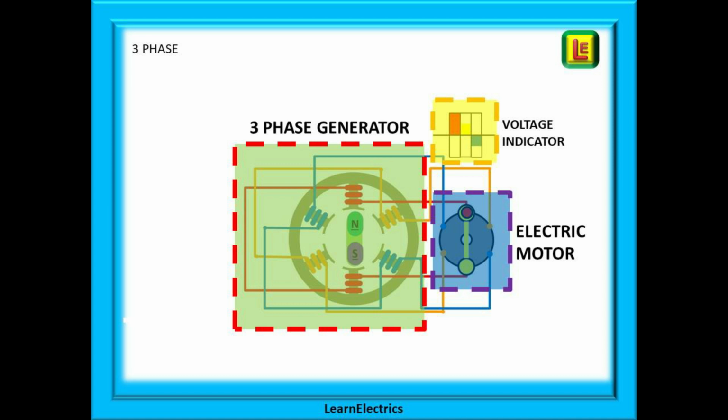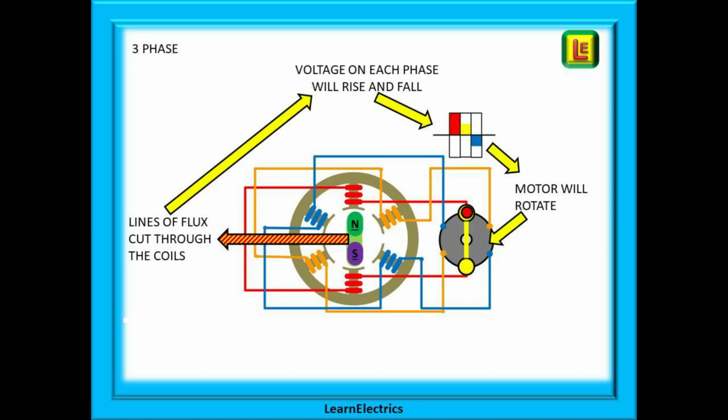Also shown is a simple voltage indicator representing the voltage on each phase. The voltage will rise and fall, positive and negative on each phase, as the lines of magnetic flux in the rotor cut through the coils on each phase in turn. What is going to happen?